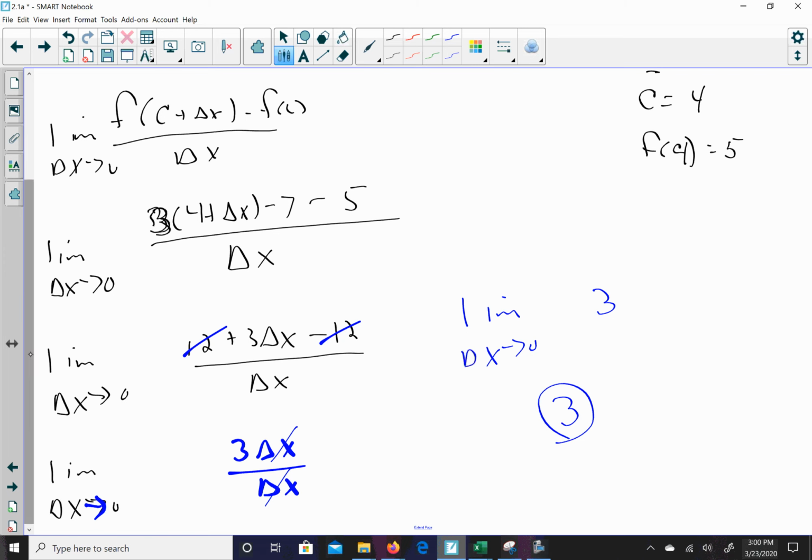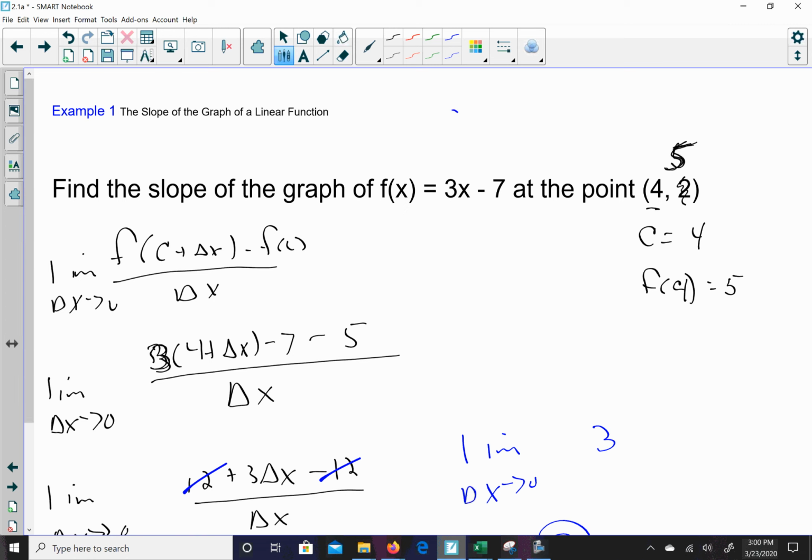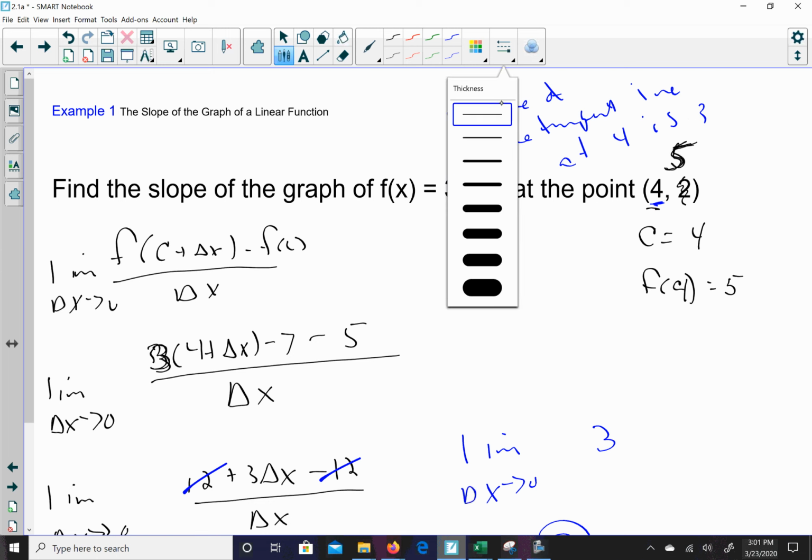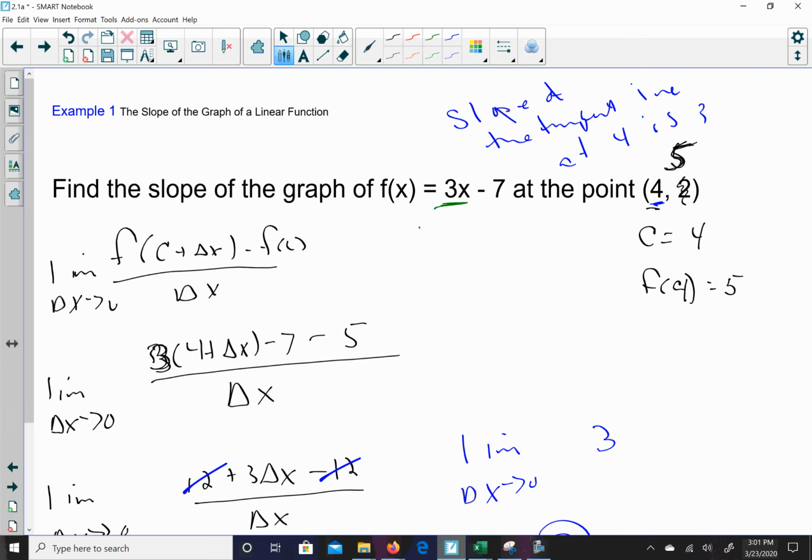So what that means is the slope of the tangent line at 4, because that's my point, is 3. If you take a moment and walk away from the problem for a second, that should make sense to you, because if this is the linear equation, the slope of the line is always going to be 3, right? So the slope at every point is going to be 3. But that just works for linear, but I just wanted to point that out so you could see that.